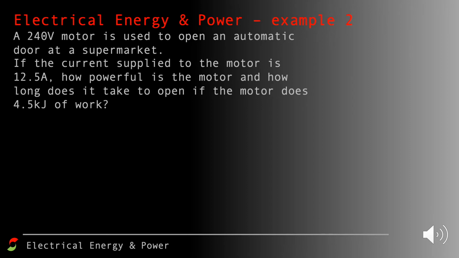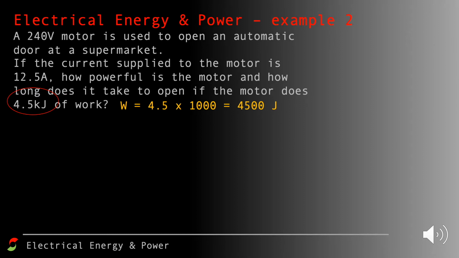So let's have a quick look at the units first, just to see if they're trying to put a curveball in. Volts, that's okay. Current, amps, and work, kilojoules. Oh no, work, we don't want work in kilojoules. That's a bit sneaky. So let's convert that into joules first. That's the first thing. That's definitely going to get me a mark in an exam. So let's see if we can work out the power now.